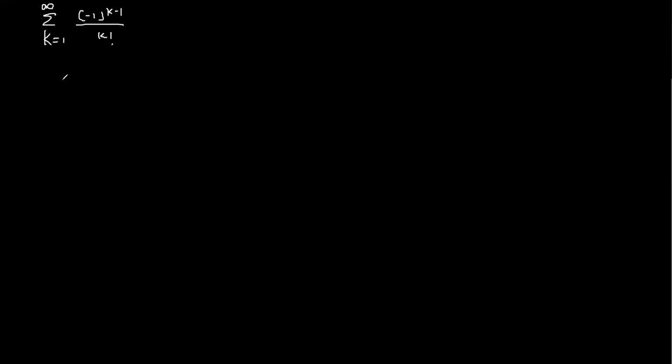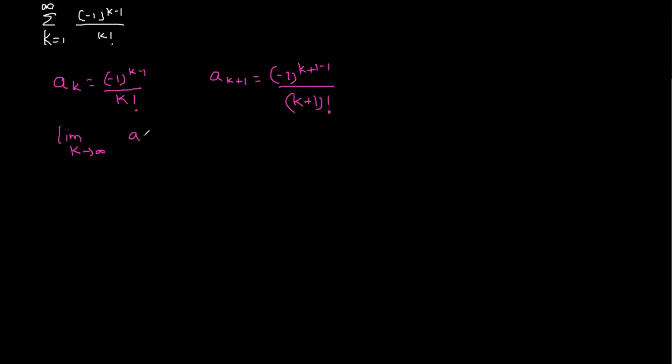Okay. This is a_k. a_k means the general term of the sequence. This is a_k. And what is a_(k+1)? Just do only one thing: replace k with k plus 1. Okay, understood? And find the limit of what? a_(k+1) upon a_k, right?